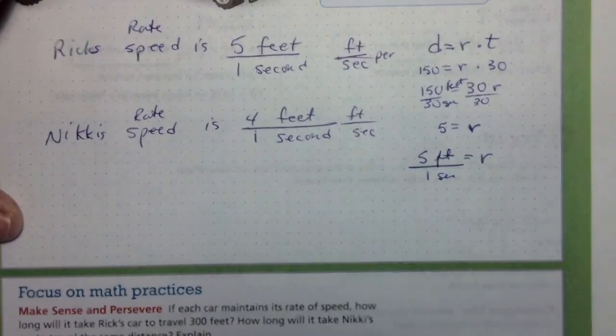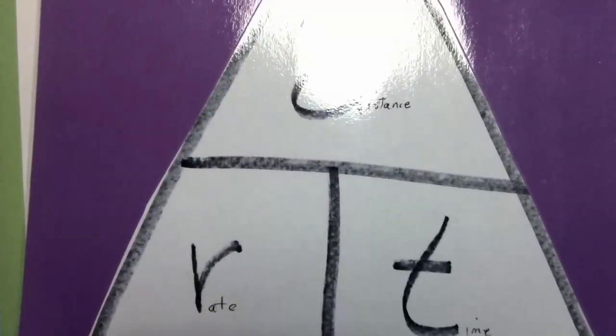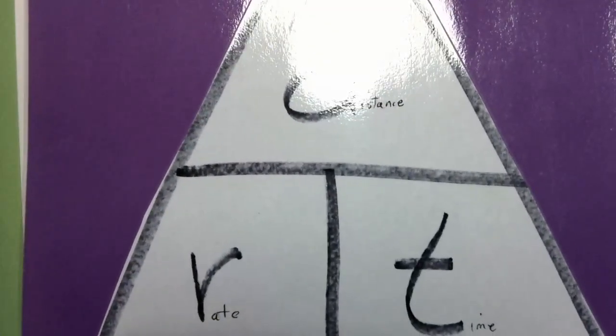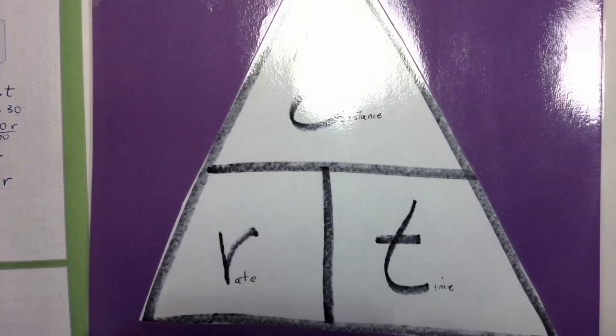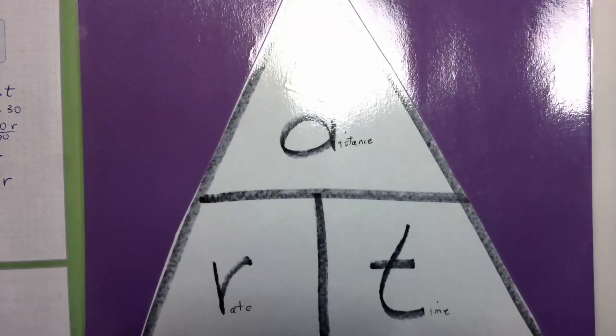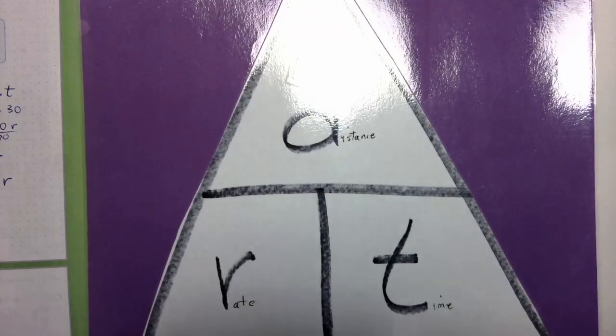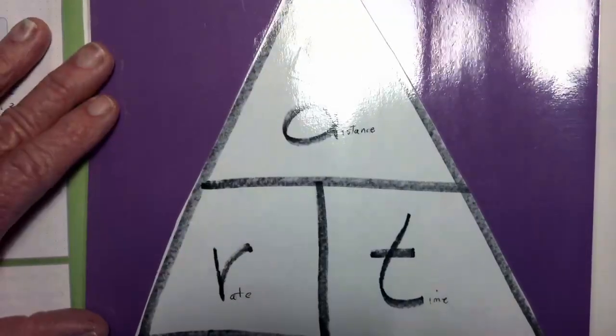Now, this leads us to something I want to show you. Let me make this smaller. Distance equals rate times time. I have a little chart here, and actually let me make it smaller for you so you can see the whole thing.